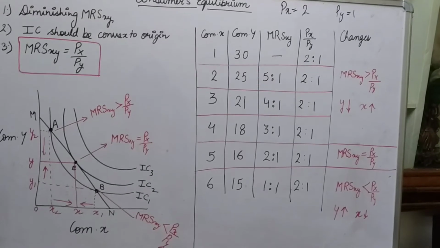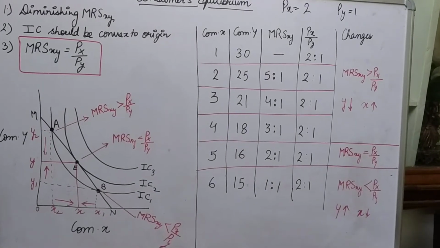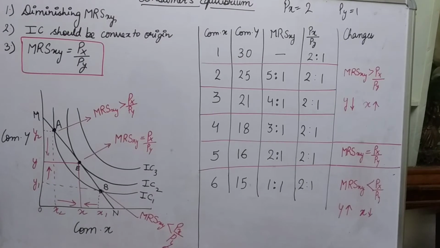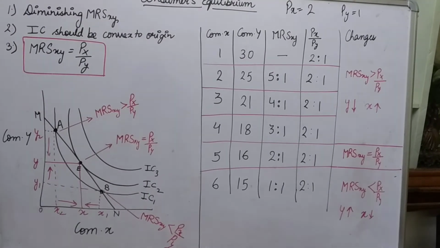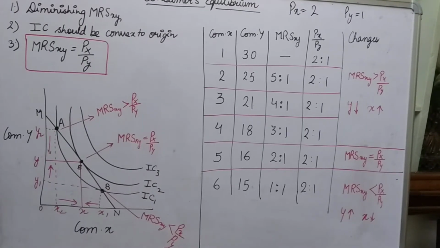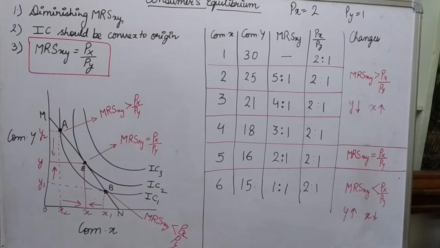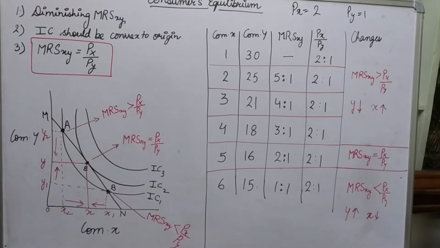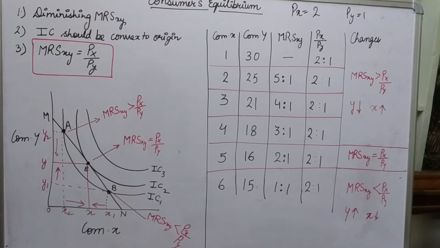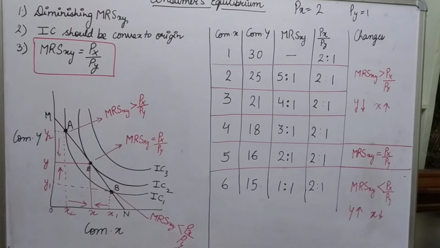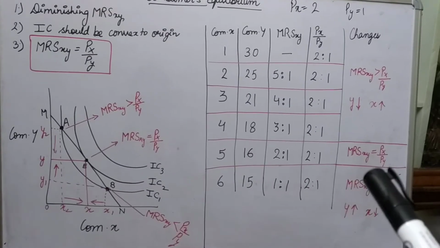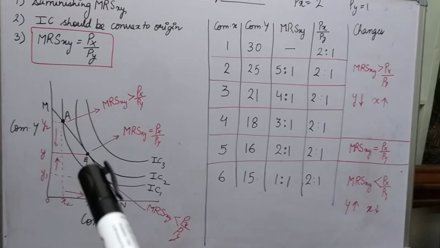First of all, when the consumer consumes first, second, third and fourth unit of the commodity X and 30, 25, 21, 18 units of the Y commodity, till this point we can see that MRS of XY is greater than Px upon Py, and this point shows in the diagram at point A. The equilibrium point where both the slopes, MRS of XY and Px upon Py, are equal to each other is shown over here, and in the diagram also it is shown at the point E.